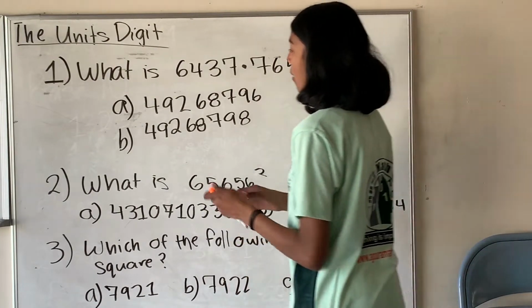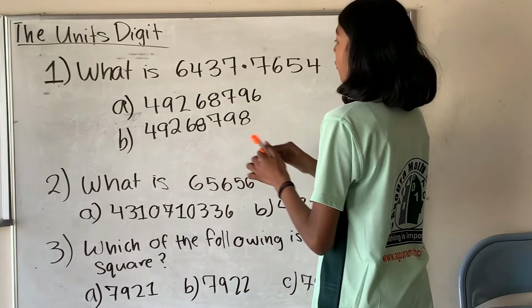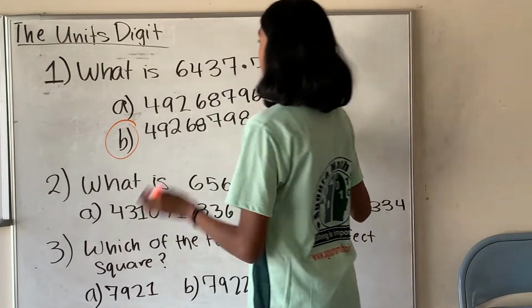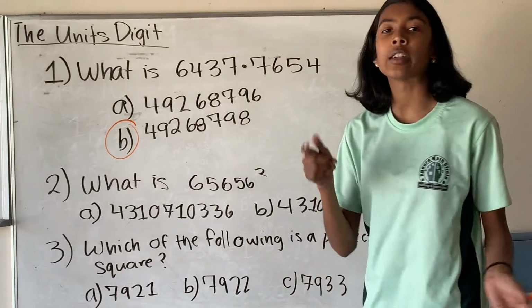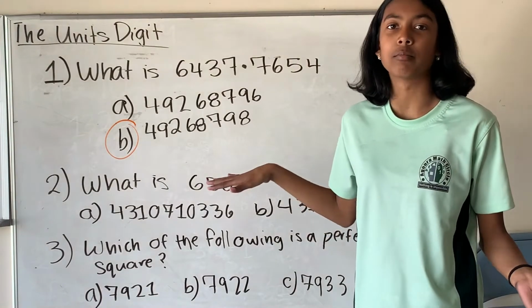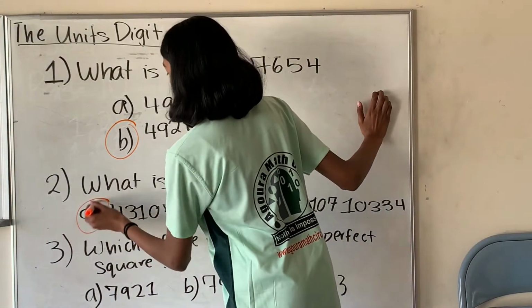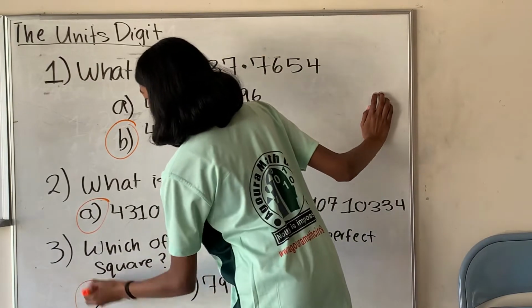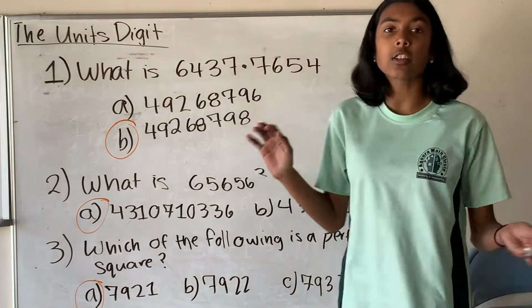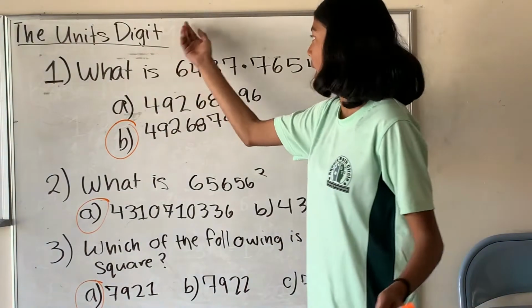you might be wondering how I know that this first one is B with not doing any work. And no, I did not look at the answer. I literally am doing this right now. Or how I know this one is A and that this one is also A. Well, the answer is the units digit, as the title says.